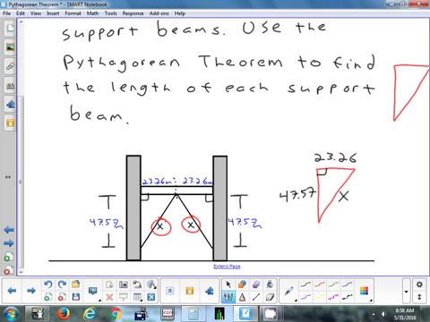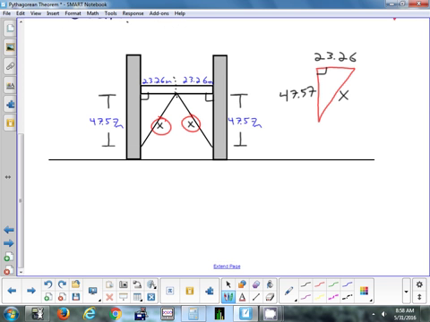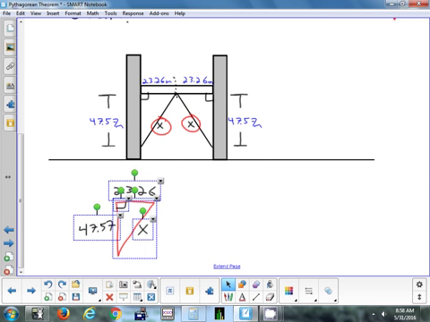What's the name of that theorem we're going to use to find the length of the support for the skywalk? Yeah, we're going to use the Pythagorean theorem. Really, all you're doing is finding how long the hypotenuse is. The hypotenuse is the support for the skywalk. That's it. Let me bring it down where I have a little bit more space.